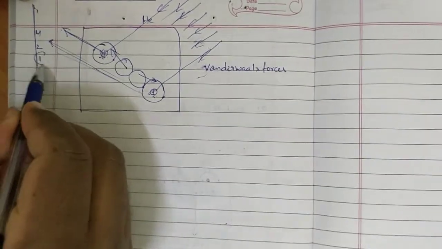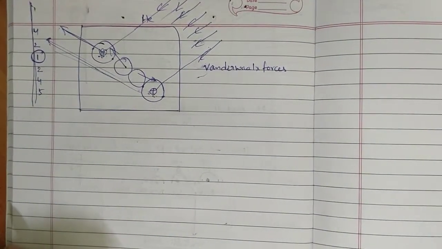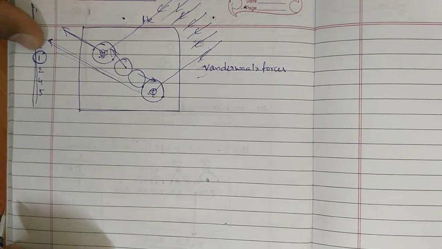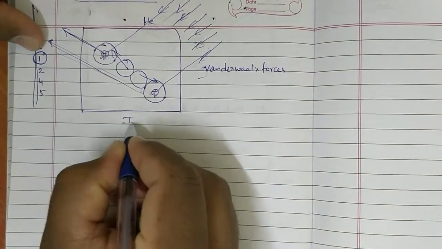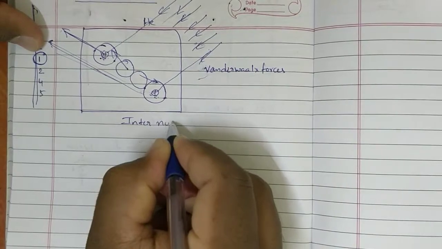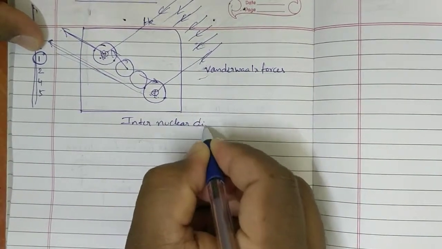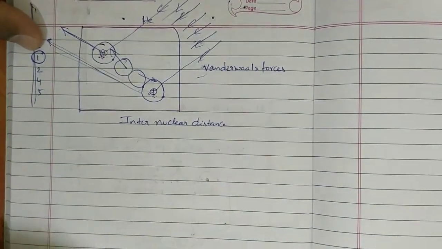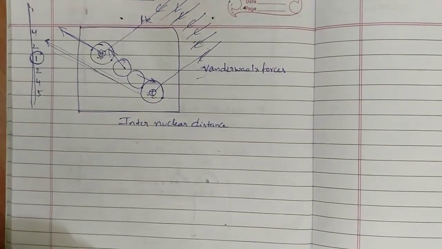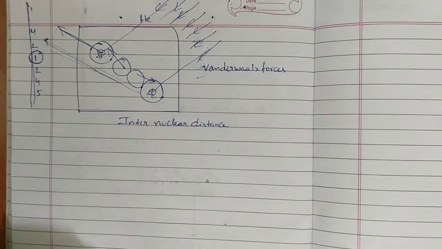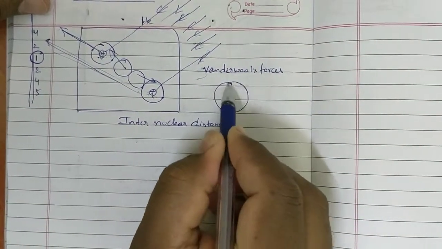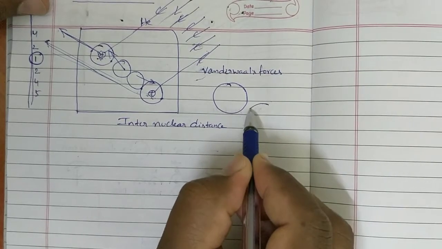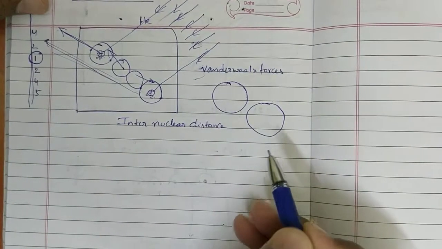Scientists consider the minimum value on the sensor and they take it as the internuclear distance. That minimum value is considered as the internuclear distance. That is because at that minimum value, the two particles are in contact with each other, like that they thought.